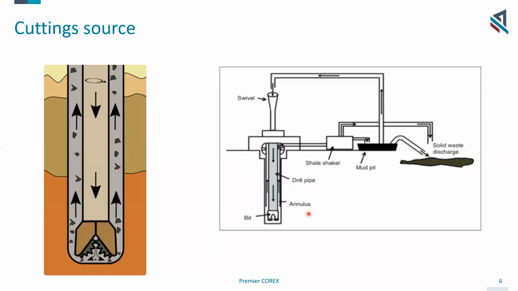And this schematic shows the whole system with the drilling fluid passing down the pipe, then back up the outside, washing out the cuttings, which are then separated from the drilling fluid on the shale shaker. The fluid is returned to the mud pit, and the solids are discharged. And that's where we pick up the cuttings at the surface.